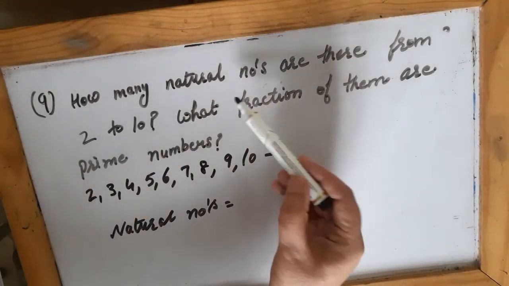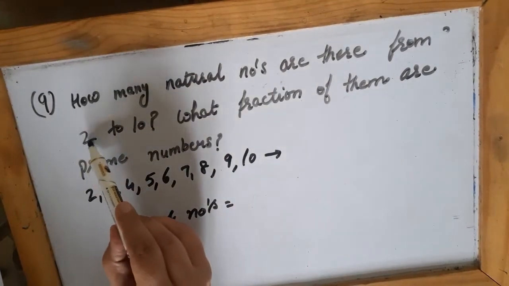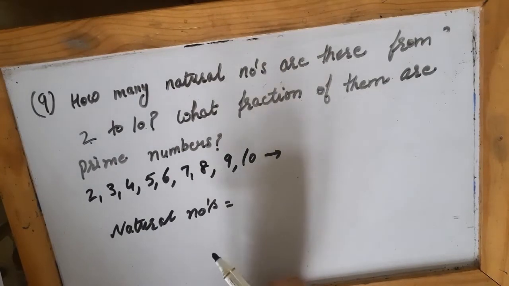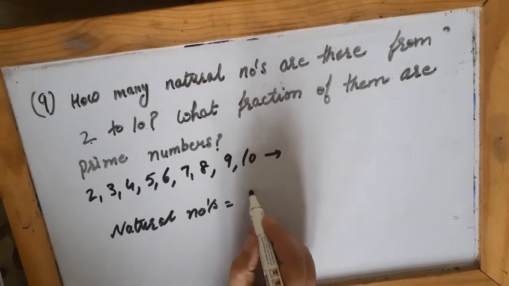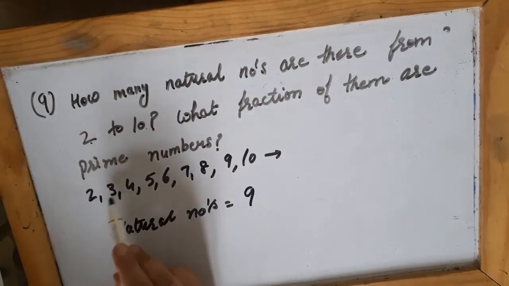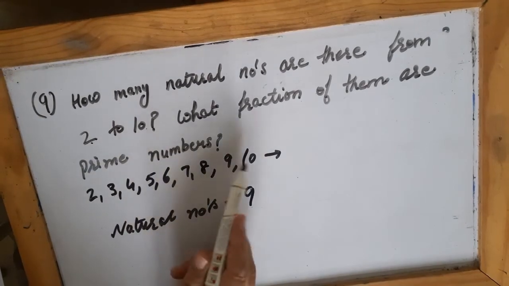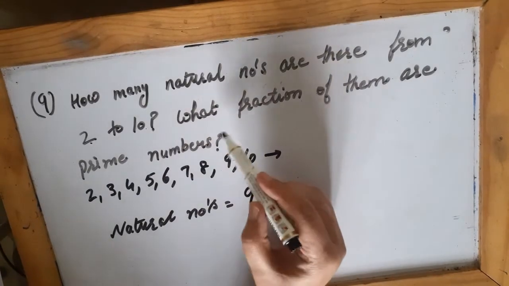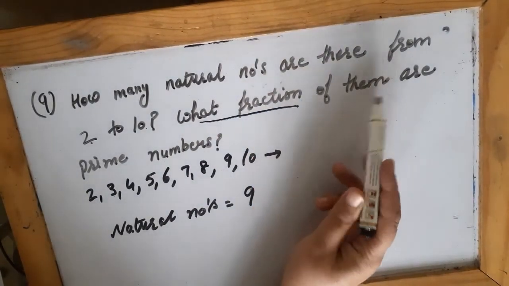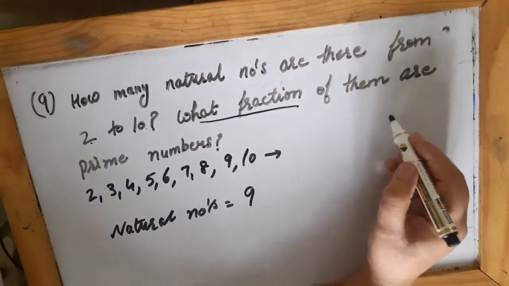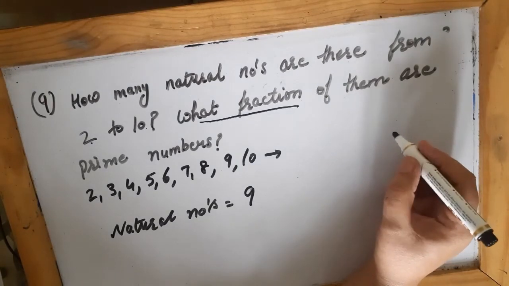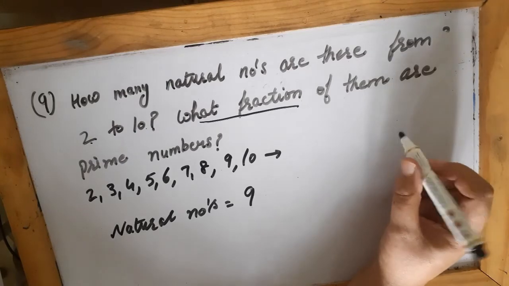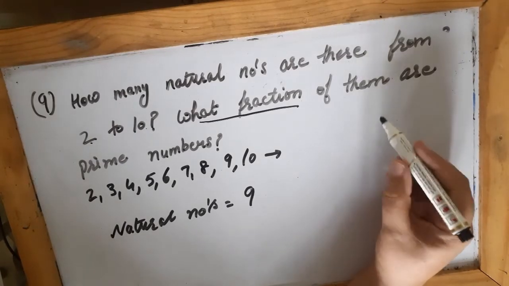So they are asking how many natural numbers are there beginning from 2 till 10. So from 2 to 10, how many natural numbers are there? There are 9 natural numbers: 2 3 4 5 6 7 8 9 10. So there are 9 natural numbers, and they're asking what fraction of them are prime numbers. Out of this, they are asking how many prime numbers are there and what fraction it makes with the natural numbers from 2 to 10.